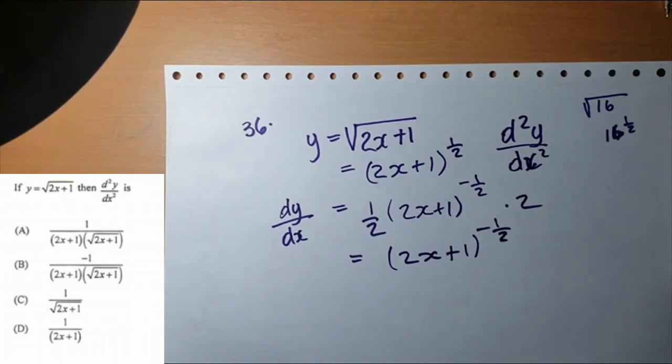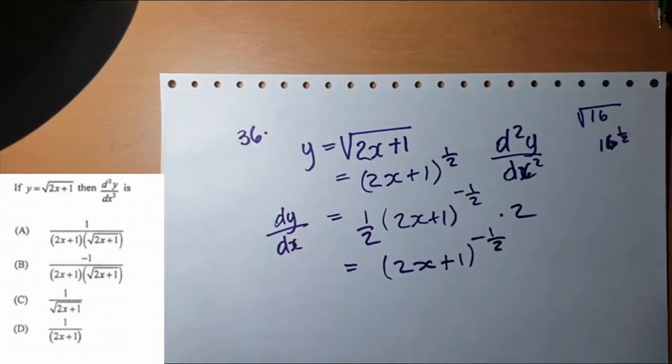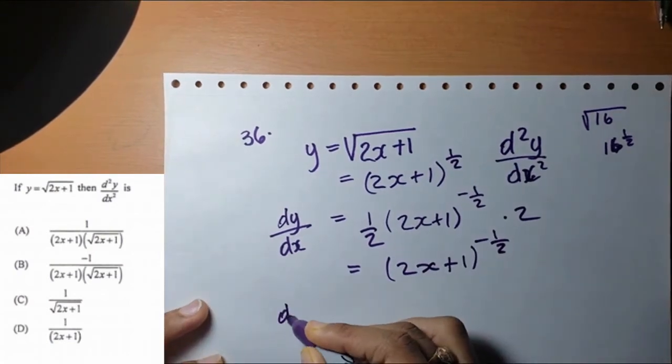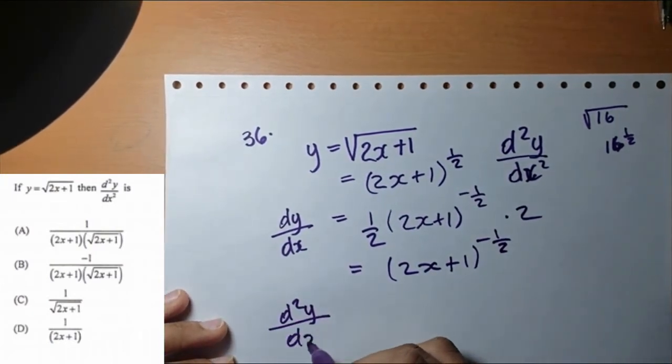Alright? But it never asks you for that. It never asks you for that at all. It asked you for the second derivative. So now we have to take this and differentiate it again.